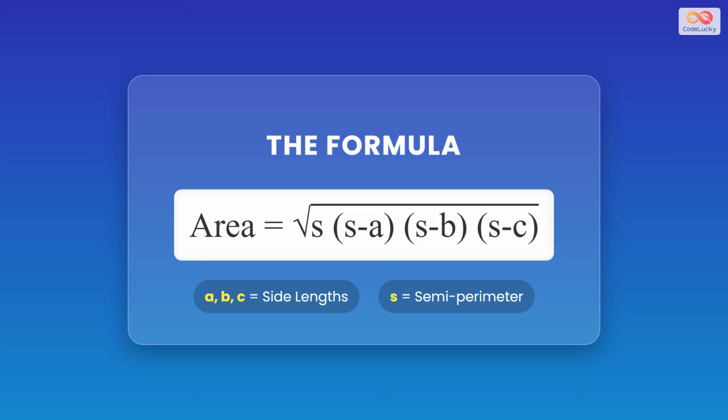Here is the formula itself. It might look a bit intimidating with the square root symbol, but it is actually quite simple. The area equals the square root of s, multiplied by s minus a, multiplied by s minus b, and multiplied by s minus c. You might be wondering, what does the letter s stand for?